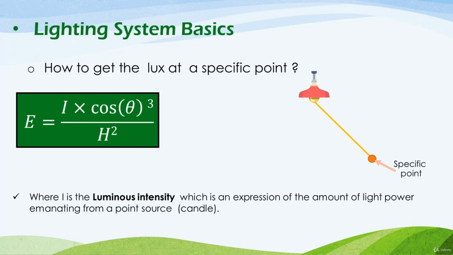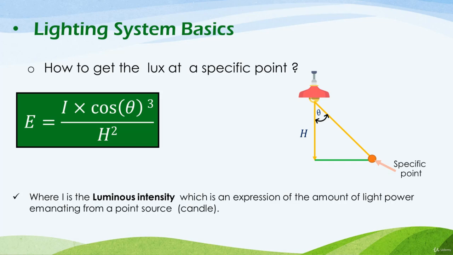So this is about the first parameter I. And then h is the vertical distance from the light source to the surface at which we need to calculate the illumination or the lux. And then theta is the angle between the vertical line and the line that connects the light source to that specific point that we need to get the lux at. So if we need to get the lux at that point, it will be the candle emitted from the lamp times cosine theta to the power 3, where theta is the angle, as you see, between that vertical line to the light source, over h squared, which is the vertical line here.